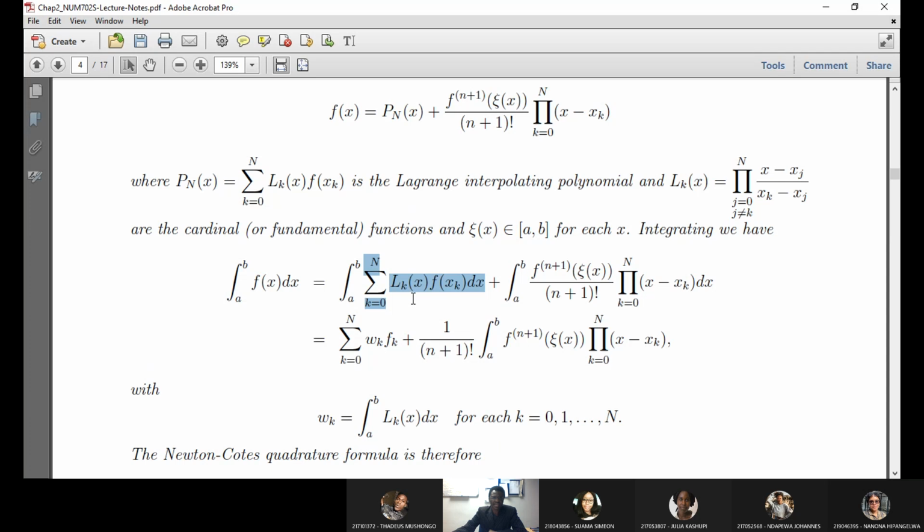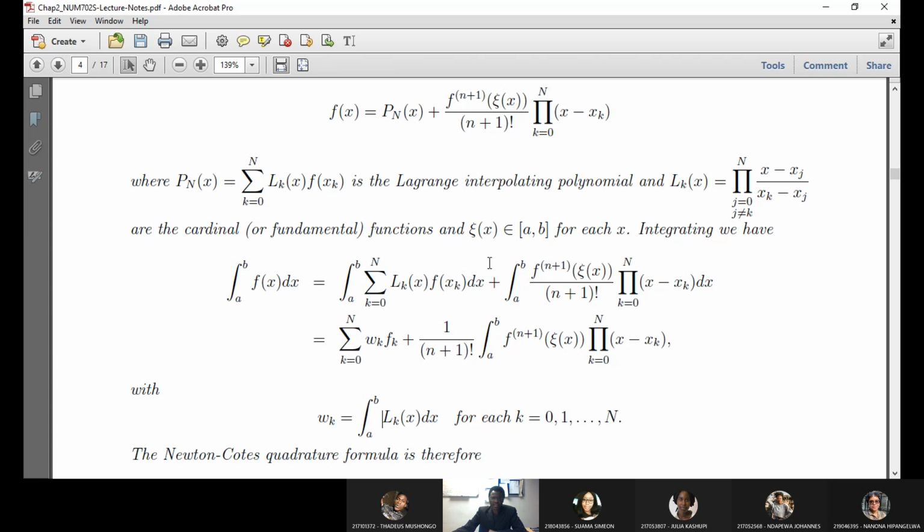And since f(xk) does not depend on x, you can take this out of the integral sign. So what will be integrated will be the cardinal function lk(x) dx. And that's what gives us the wk, this one. And you can see where wk is this one. Just write this properly, it will give you this, where wk is the integral of the lk's.